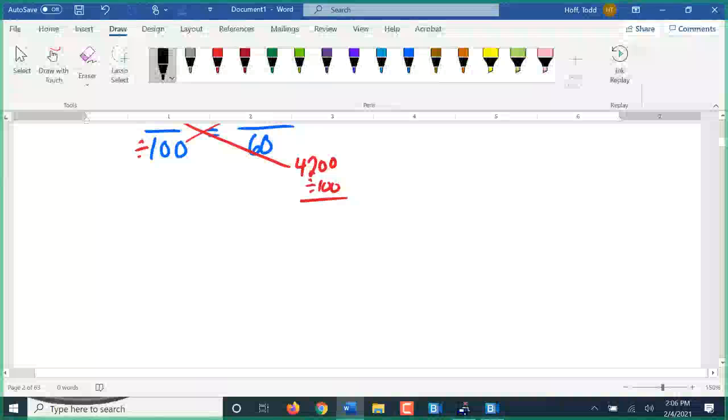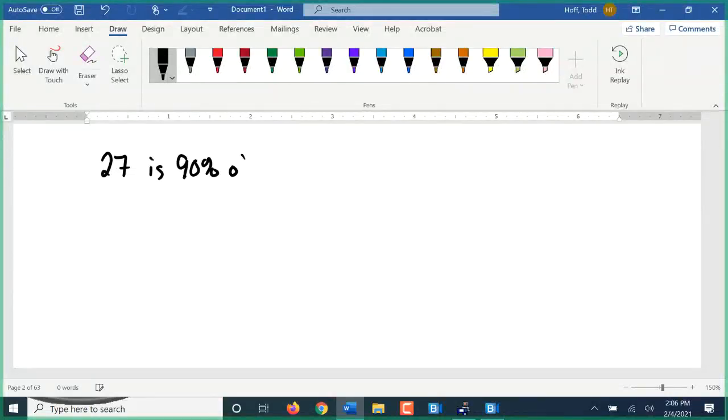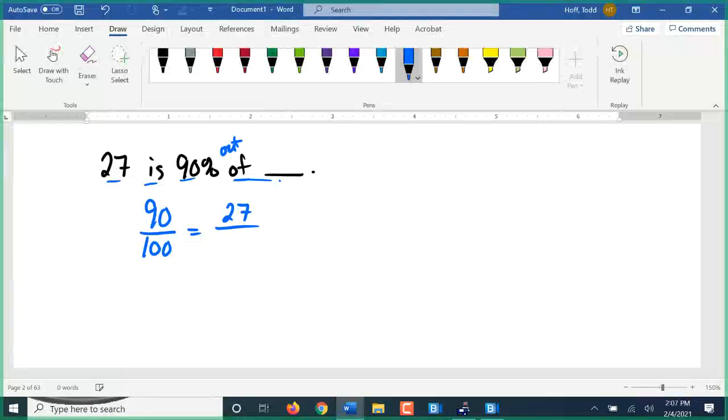Well, let's look at some percent problems in a little bit different form. We might have something like 27 is 90% of blank. So again, we're going to start with that percent. 90% is 90 out of 100. 27 is 90%. That implies the 27 goes with the 90. And we can read this of blank as out of blank. That implies the missing number goes on bottom.